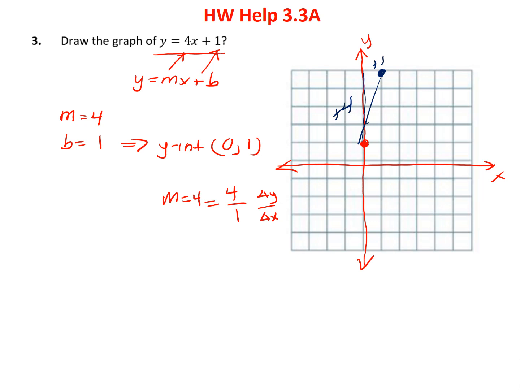And by the way, I could go backwards too. Down 4 and over 1 is another point. And my line is going to go right through those points there. And there's the graph of my line.